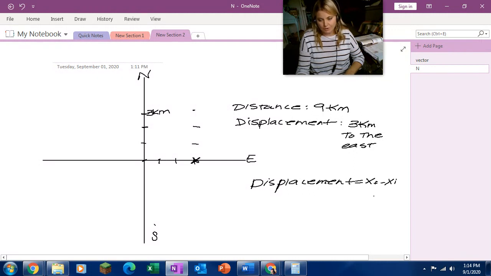Now you might be wondering, what the heck did I just write here? Little subscripts with an F and an I, and I'm going to explain those in just a second to you.